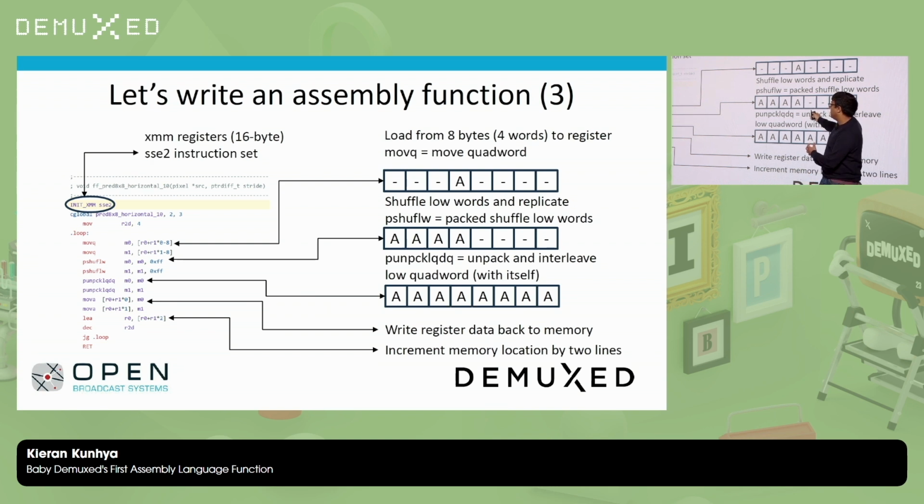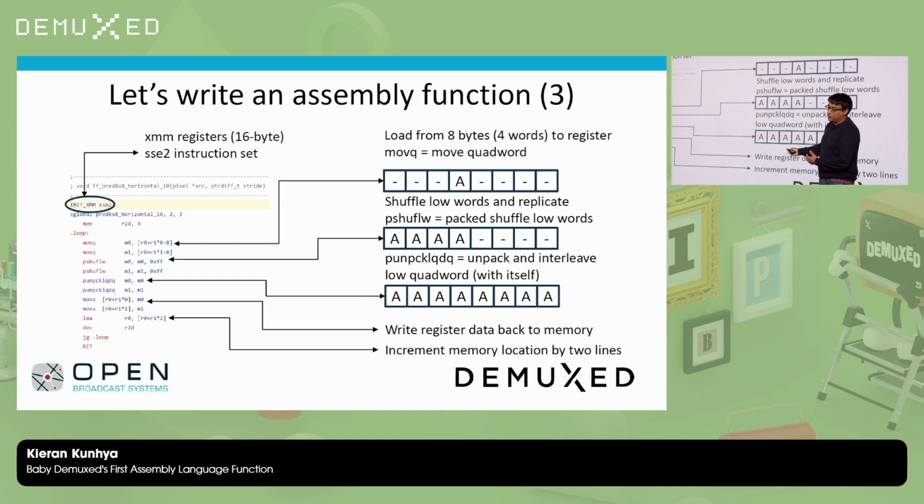You then do a low shuffle such that you can replicate A across the lower half of the register. And then you do a trick, what's known as an unpack and interleave. It's always gobbledygook in my head when I try and read it out, so I won't even try and come up with a way of pronouncing it, because I don't think there is a good one. But basically, this is a trick where you interleave a register with itself such that you can replicate A, in this case, across all the different elements. And then after that, you can write the register data back to memory and store it.